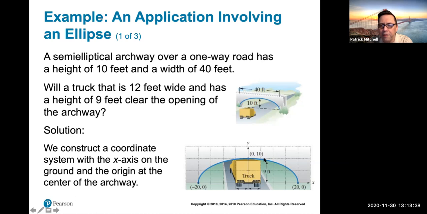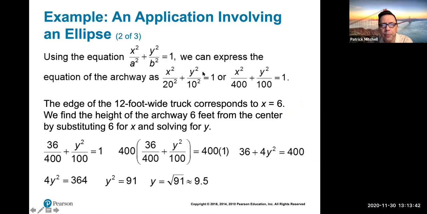So this is enough information to find the equation of this ellipse using the equation x squared over a squared plus y squared over b squared equals 1. The equation of the archway is x squared over 20 squared plus y squared over 10 squared equals 1, which means x squared over 400 plus y squared over 100 equals 1.